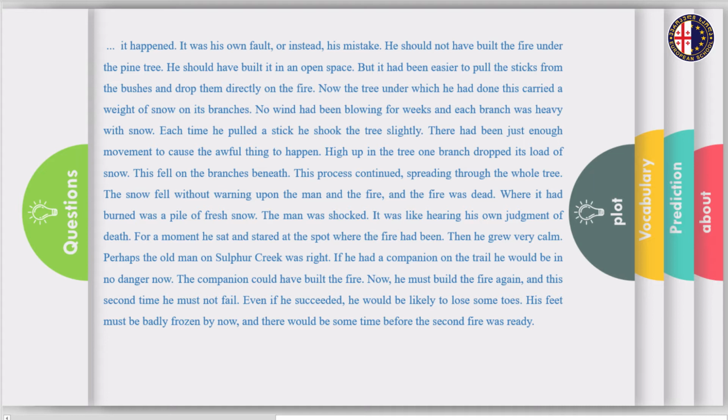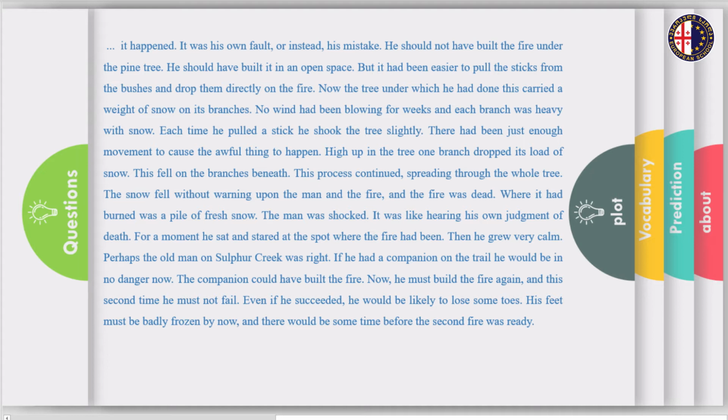High up in the tree, one branch dropped its load of snow. This fell on the branches beneath. This process continued, spreading through the whole tree. The snow fell without warning upon the man and the fire was dead. Where it had burned was a pile of fresh snow. The man was shocked. It was like hearing his own judgment of death. For a moment, he sat and stared at the spot where the fire had been. Then he grew very calm.